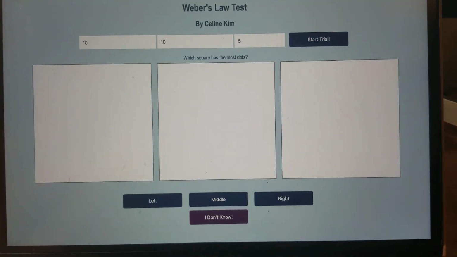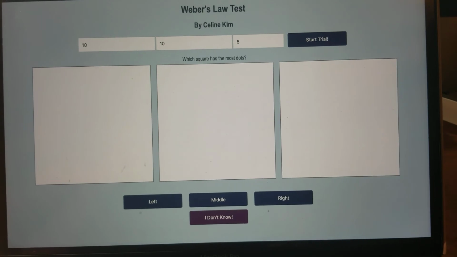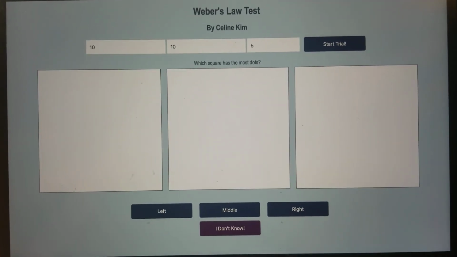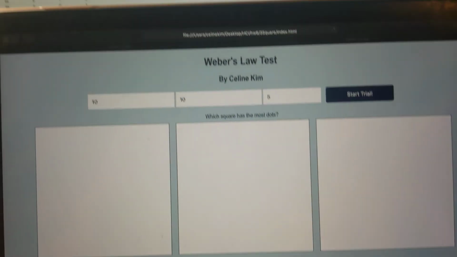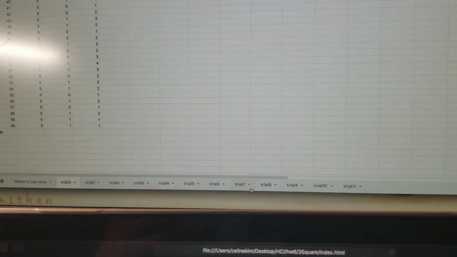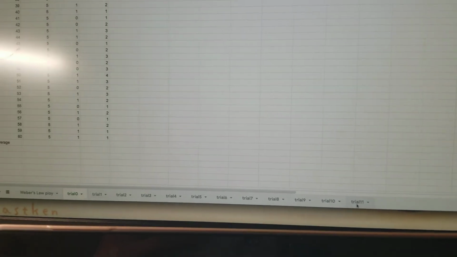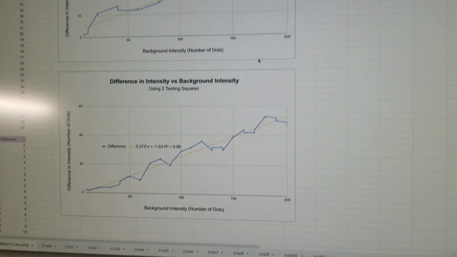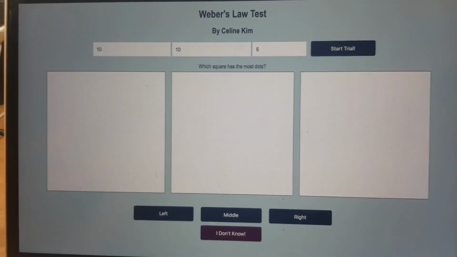And so I ran this study several times, 60 trials per intensity. So this is for a background intensity of 5, and this one is just for the 2 squares. I did 11 trials for this, the last one being with the intensity of 200, and eventually I plotted the points here, but that's basically how I did my study.